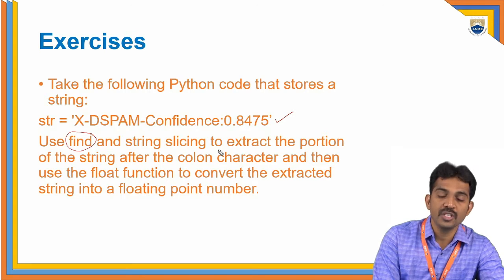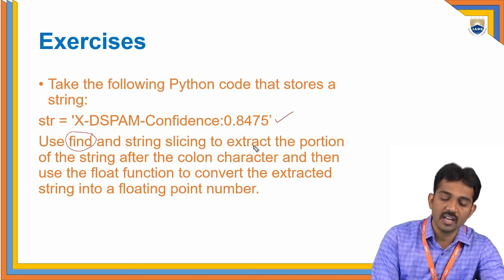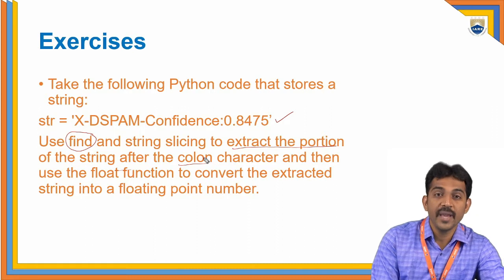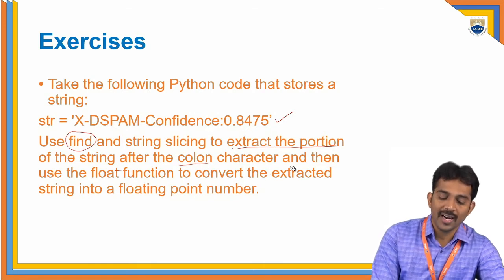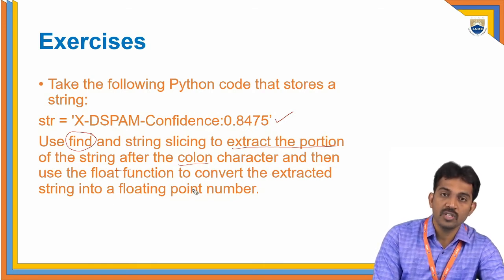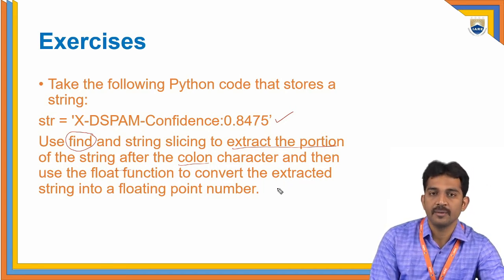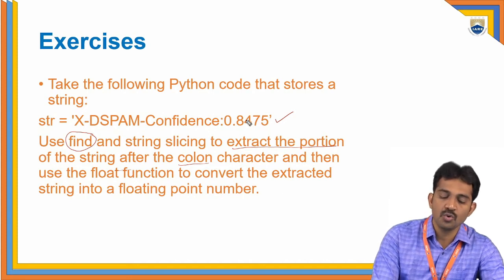By using these 2 options, we need to extract the portion of the string after the colon. Based on the colon, you need to extract the float value and then use the float function to convert the extracted string into a floating point number. Your task is to print your data, 0.8475, in the form of float.